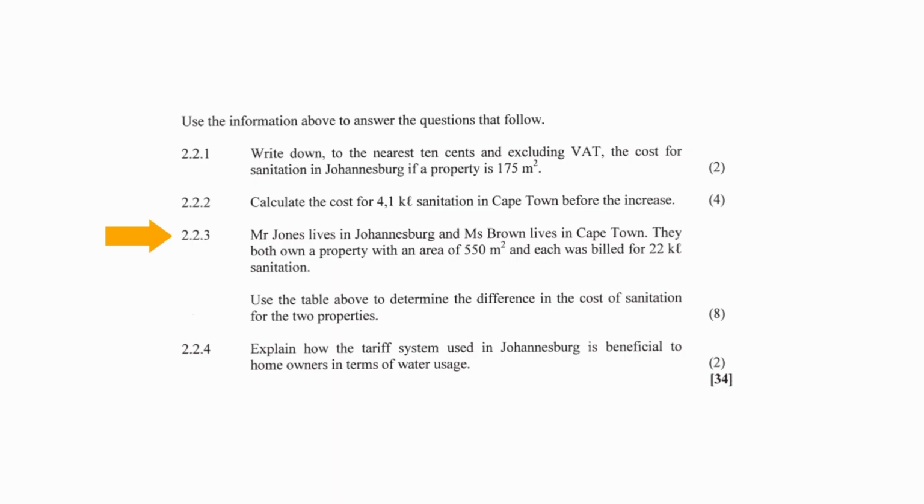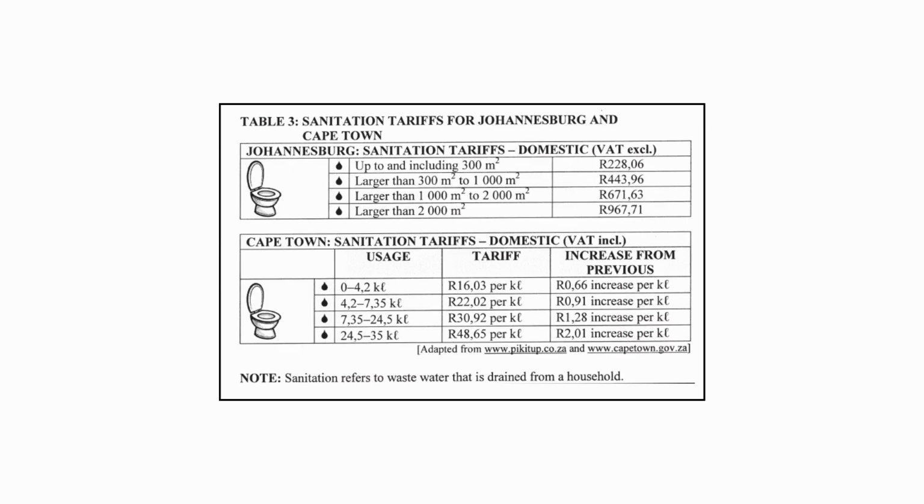In question 2.2.3, it is stated that Mr. Jones lives in Johannesburg and Ms. Brown lives in Cape Town. They both own a property with an area of 550 square meters and each was billed for 22 kiloliters of sanitation. You are instructed to use the table above to determine the difference in the cost of sanitation for the two properties.